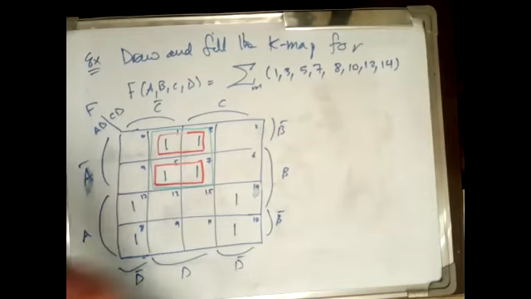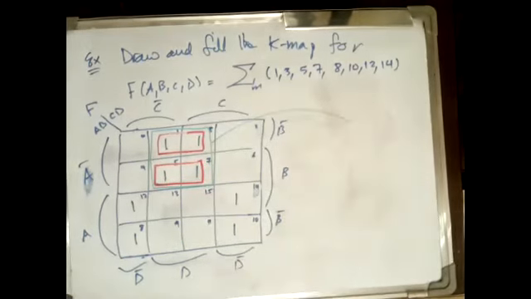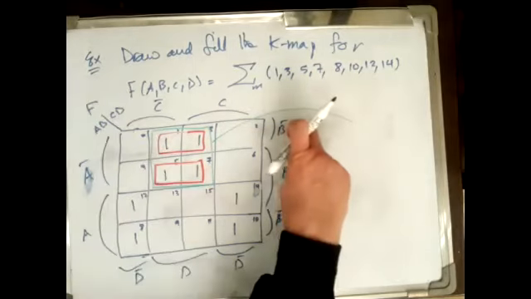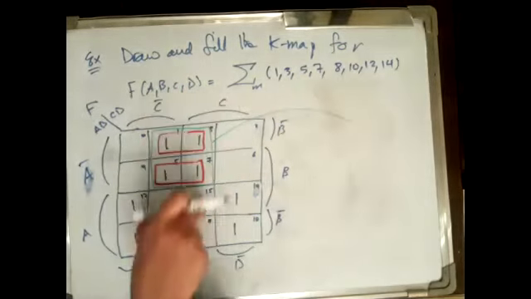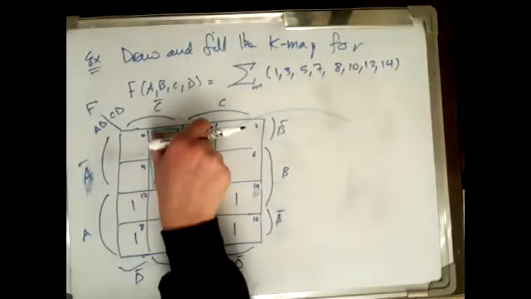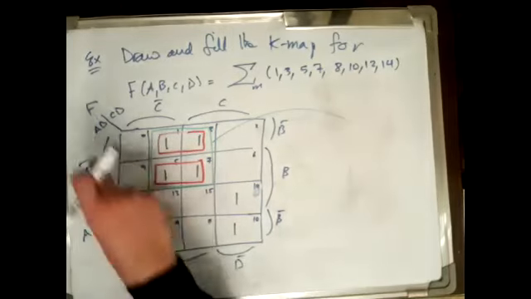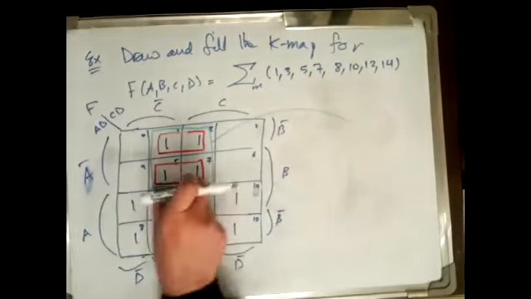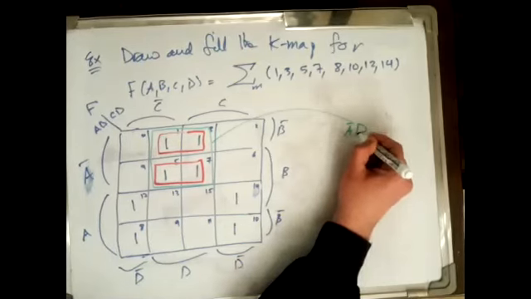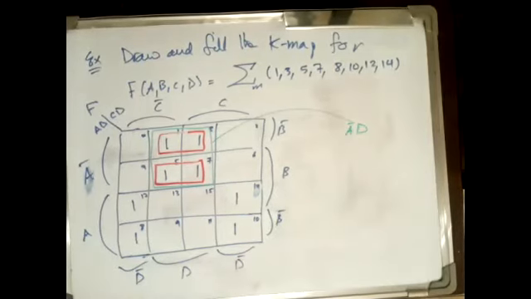And what is the logic expression for this rectangle? It is in the A bar region intersected with D. If you intersect these two rows with these two columns, you end up with this region, which is A bar and D. So this is the logic expression for this rectangle.